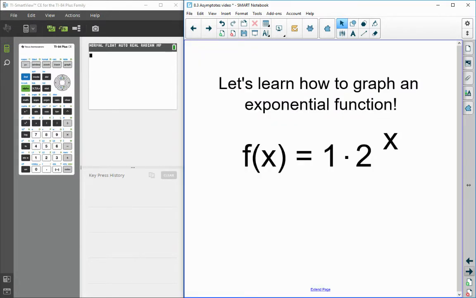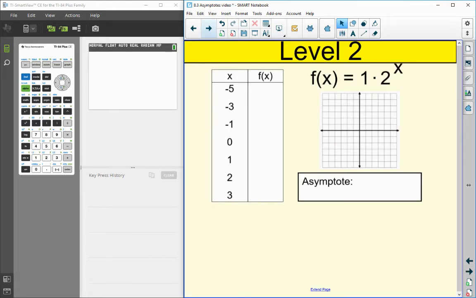Okay, so now that we've done that, let's look at this. How do you graph an exponential function? Well, we're going to start with making a table of values. That's always a good place to start. So this is telling me I need to plug in -5 for x.